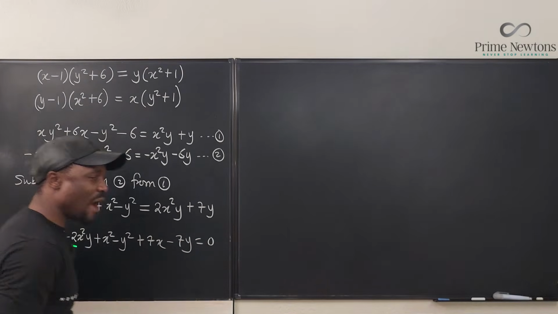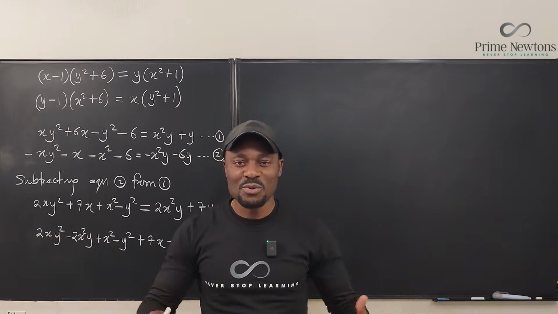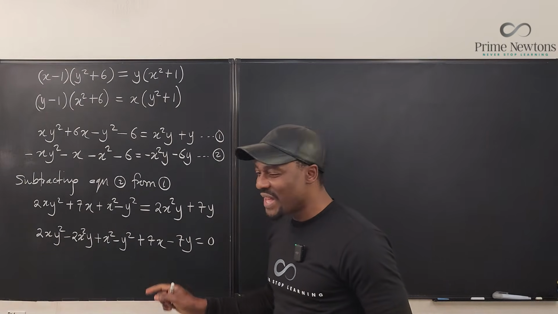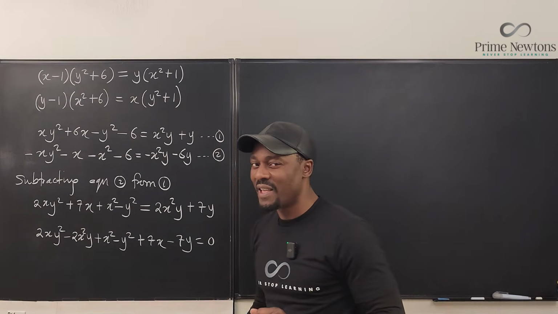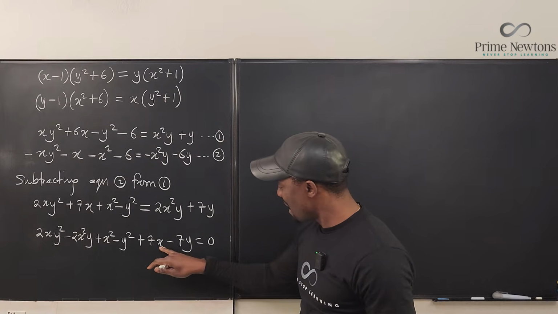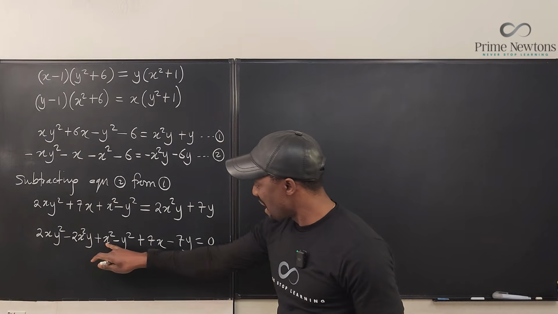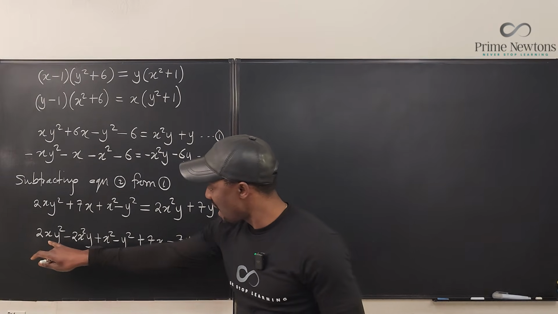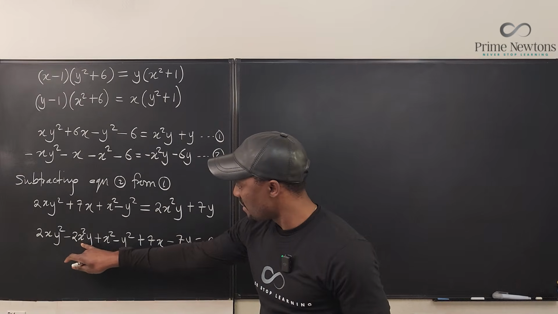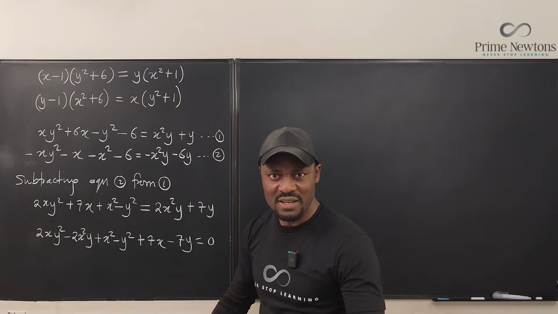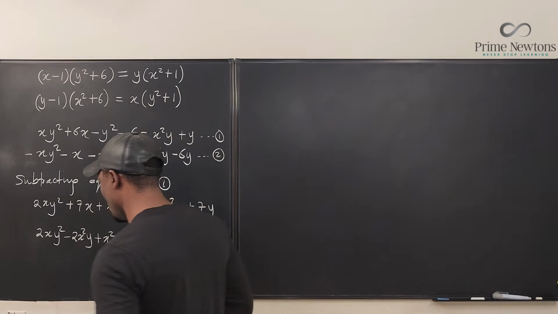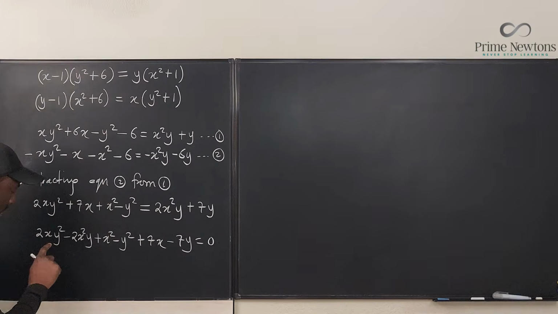equals 0. Now, based on the x-y interaction I've seen, I know that I can get x minus y. There's a lot of it. There's x minus y here. There's x minus y here. There is x minus y here. Somewhere it's hidden. So let's do as much factoring as we can. If I factor what's common to this and this, 2xy.